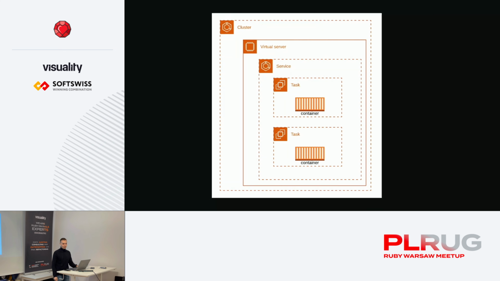Here is a visual representation, just to give you a little more context. With dashed lines, you can see logical abstractions, and with solid lines, you can see actual physical entities. For abstractions, we have cluster, service, and task. But at the end, it's just your good old virtual server in AWS, usually EC2, running some containers.